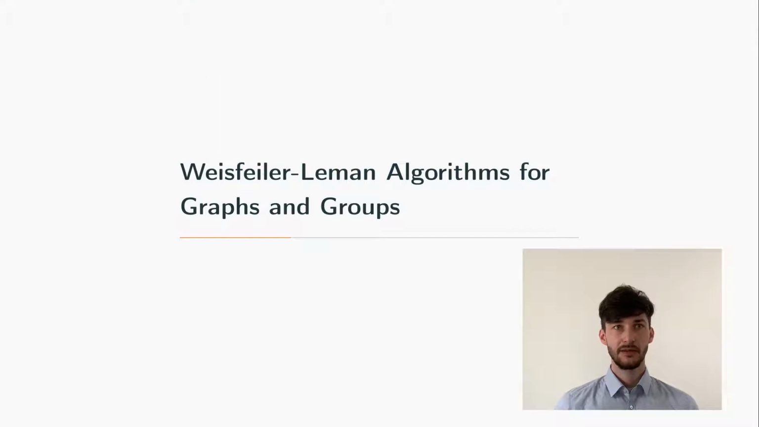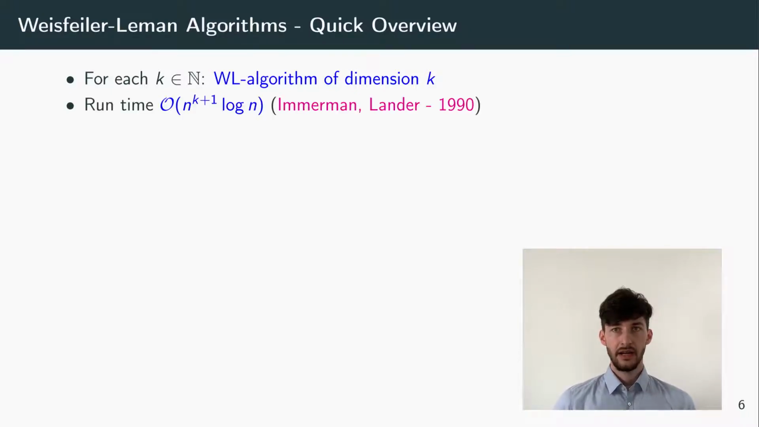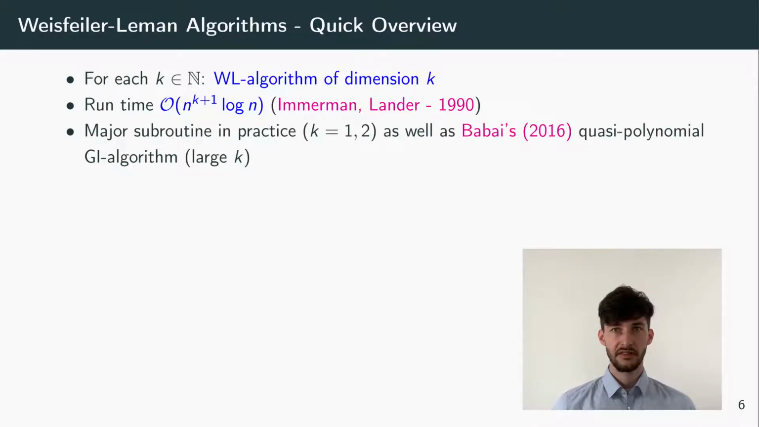Next, I will briefly go over Weisfeiler-Leman algorithms as we know them for graphs, and then define analogs for finite groups. So we are actually looking at a family of algorithms for each natural k. There's a Weisfeiler-Leman algorithm of dimension k, and the runtime is polynomial for fixed k, so the exponent depends on k here. And these form a generic way of distinguishing graphs up to isomorphism. And as such, they are used as major subroutines in practical solvers for small values of k, as well as in Babai's famous quasi-polynomial time graph isomorphism algorithm, where they appear for unbounded values of k.